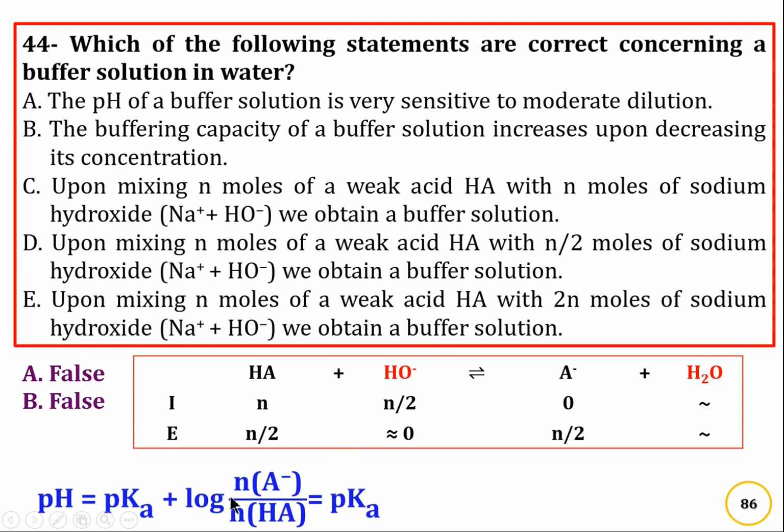So the pH equals the pKa plus log of the concentration of base divided by the acid at equilibrium. The numbers of moles are practically equal at equilibrium since we don't have exchange between HA and A- because of the weak behavior. This is the general case. So pH equals pKa, and this is a buffer solution. So the correct answer is D.